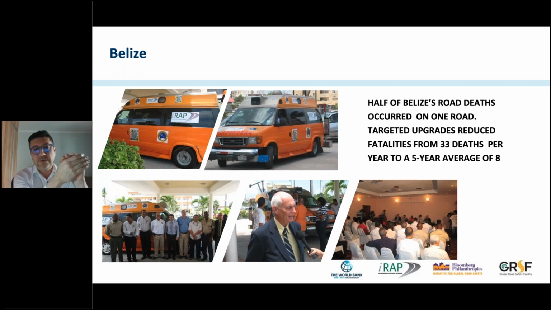This is one example from a really big country such as Mexico, and this is an example of a really small country such as Belize, a country in the Caribbean. In Belize, half of road deaths occurred on just one road. So on this single road, 50% of the people dying in Belize were dying. We did targeted upgrades, which reduced the fatalities from 33 deaths per year to an average of just 8 fatalities. And we are going to see here some of the statistics.